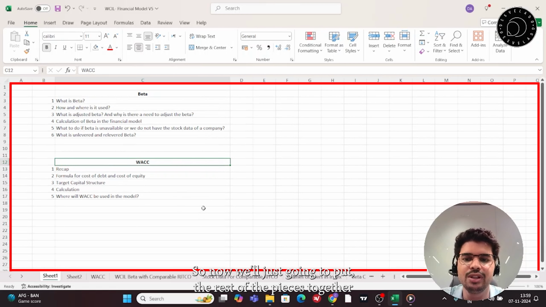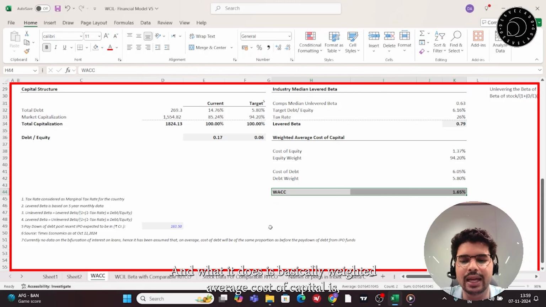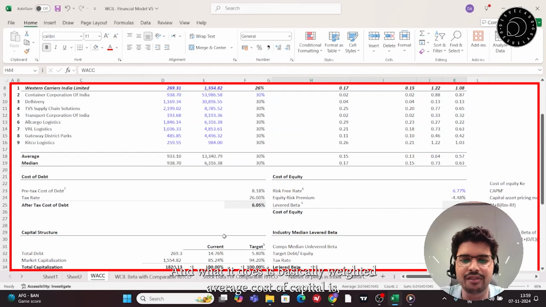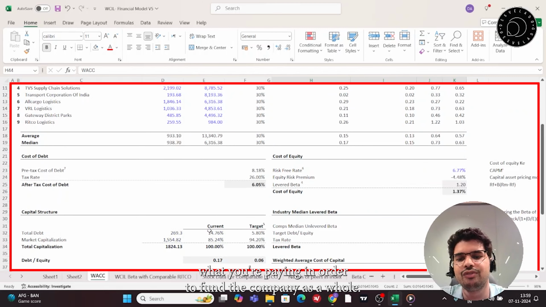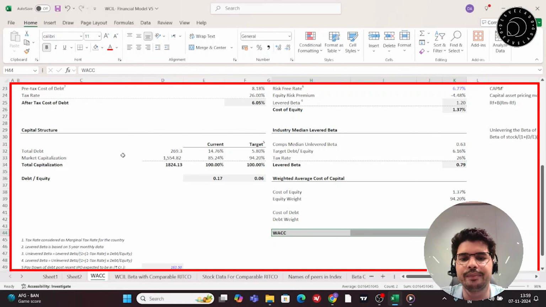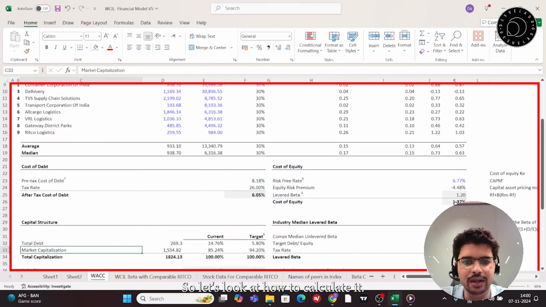Okay, so now we're just going to put the rest of the pieces together in order to calculate our weighted average cost of capital, which is this little number right here. Weighted average cost of capital is what you're paying in order to fund the company as a whole, to both. So this is one rate that tells me what is going out of my company in order to satisfy both debt holders and equity holders. And yeah, so let's look at how to calculate it.